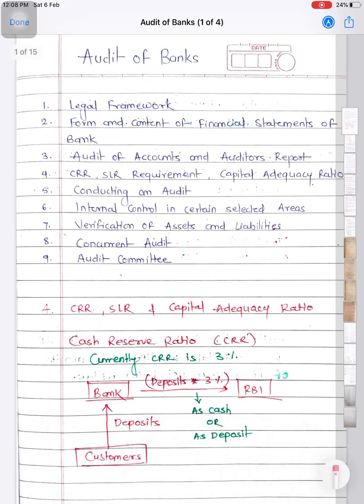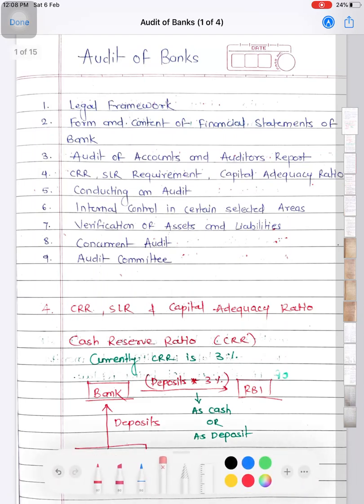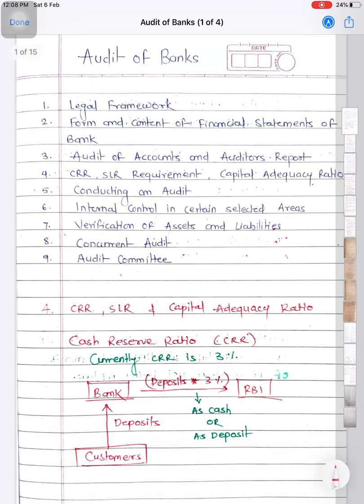Okay, we have already covered points number 1, 2, 3 in the earlier video. So now we will be covering point number 4. Out of this CRR, SLR and capital adequacy, we will be covering these two. This capital adequacy ratio I'll cover in point number 7. So let's quickly see CRR and SLR requirements.